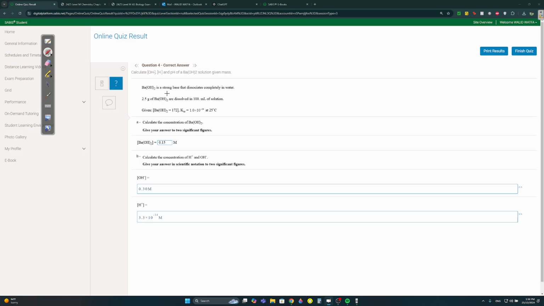Question 4. Ba(OH)2 is a strong base that dissociates completely in water. 2.5 grams of Ba(OH)2 are dissolved in 100 milliliters of solution. Calculate the concentration. How do you calculate concentration? It's n over V. What is the moles of Ba(OH)2? They gave us the mass and the molar mass. So n of Ba(OH)2 is equal to m over M, grade 9 formula.